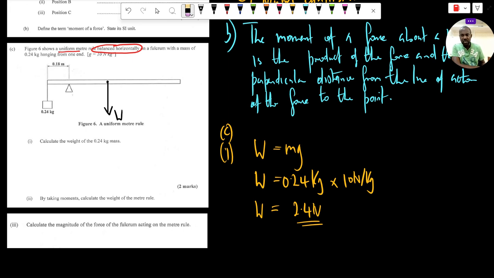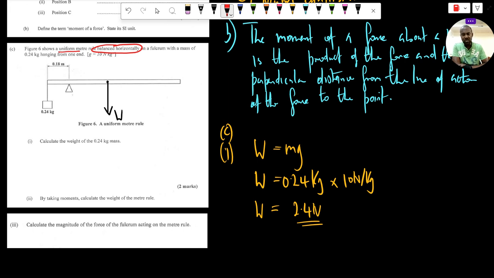Now, once again, we know that the meter rule is balanced horizontally, which means that the forces acting on the meter rule are in equilibrium. And because these forces are in equilibrium, we can actually apply the principle of moments. Now, what exactly does the principle of moments state? The principle of moments states that when a body is in equilibrium, the sum of the clockwise moments about any point on the body is equal to the sum of the anti-clockwise moments about the same point, right? And so regardless of which point we take moments about, the principle of moments still applies.